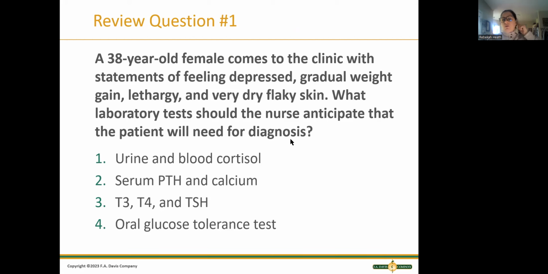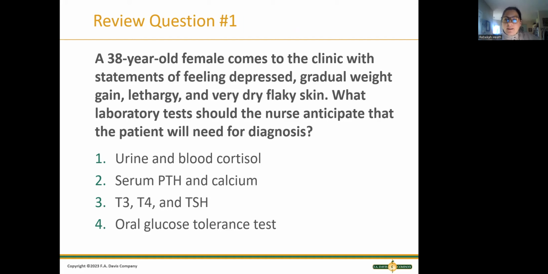So let's go over a few review questions. A 38-year-old female comes to the clinic. She says she feels depressed, gradually gaining weight, and lethargy. What is lethargy? Sometimes you say you feel lethargic, or you just don't want to do anything. It's hard to get up. You have no energy. That's lethargy.